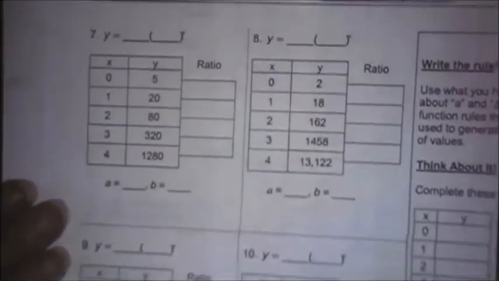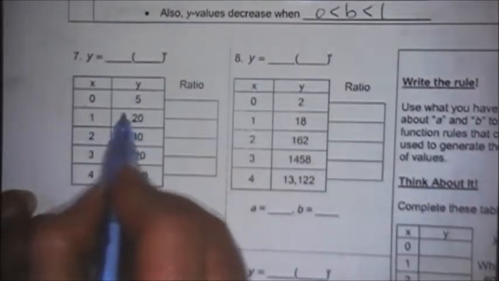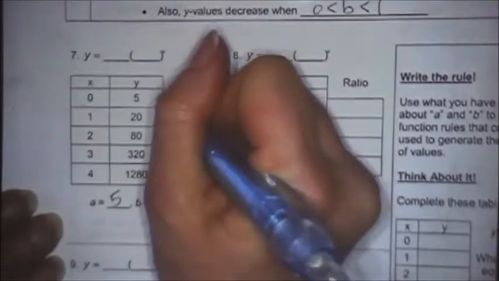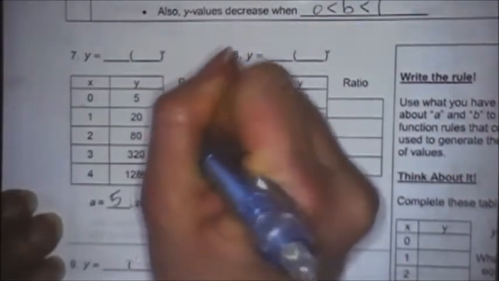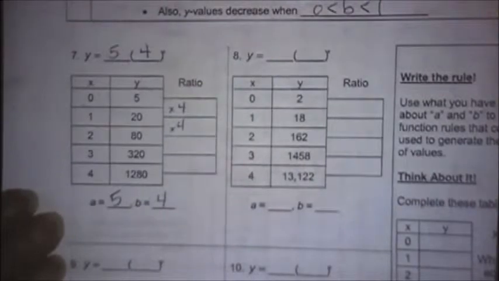So now you're going to do the reverse. Based on the table, you're going to calculate what your function will look like. I can start right off. My initial value is 0, 5. So that's my a, 5. And my ratio is changing. Looks like it's multiplying by 4. So that's my b value. So I can just plug those in, 5 and 4.